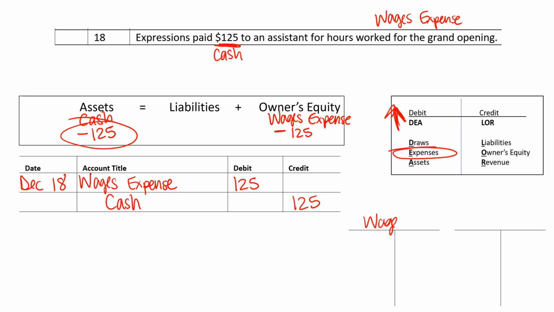So we have wages expense and cash for our T accounts. Wages expense is debited $125, cash is credited $125. Remember, another tip I told you was always figure out cash first, whether it's your debit or credit. Then you'll know the other one.